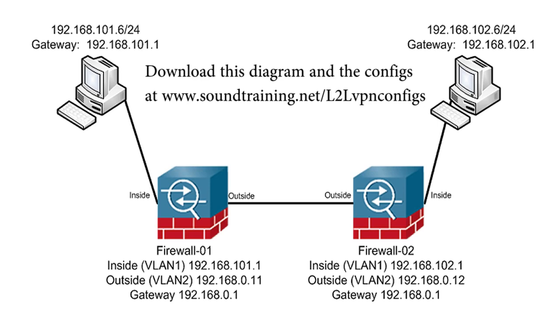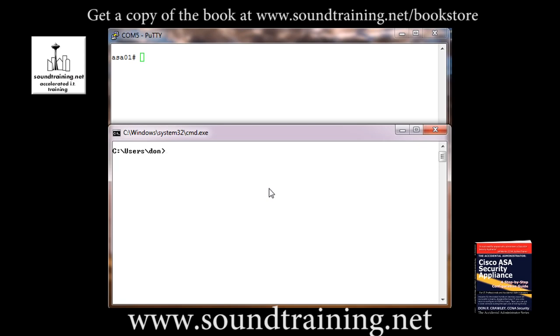I'm going to use the network diagram you're seeing now for the following configuration. You might want to pause the video for a moment and study the diagram. I'll be working on ASA 01. ASA 02 has already been configured. Okay, so let's go ahead and get started. We've already configured the other firewall on the other end of the connection, so we're just going to be dealing with this one. But let's start a continuous ping to the other PC.